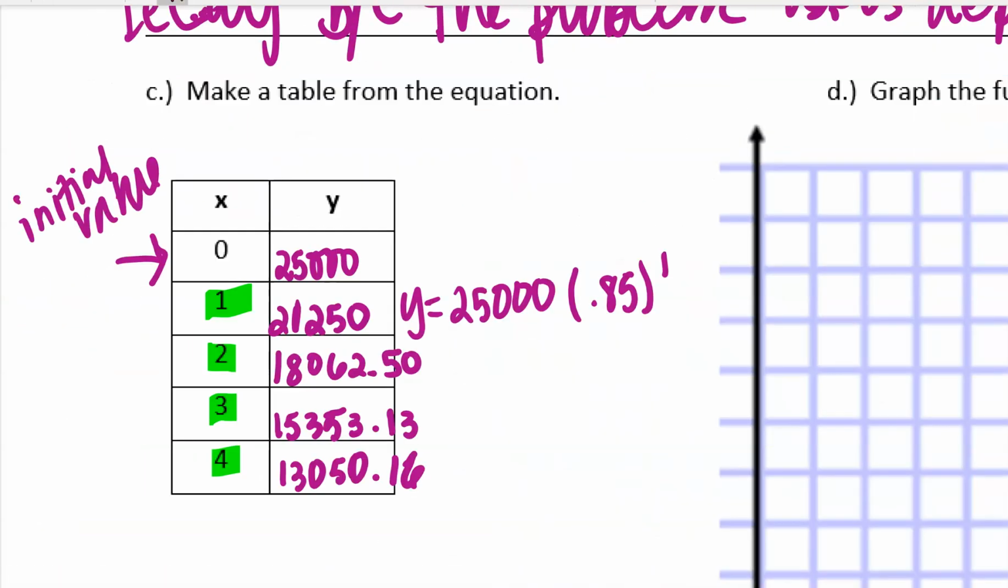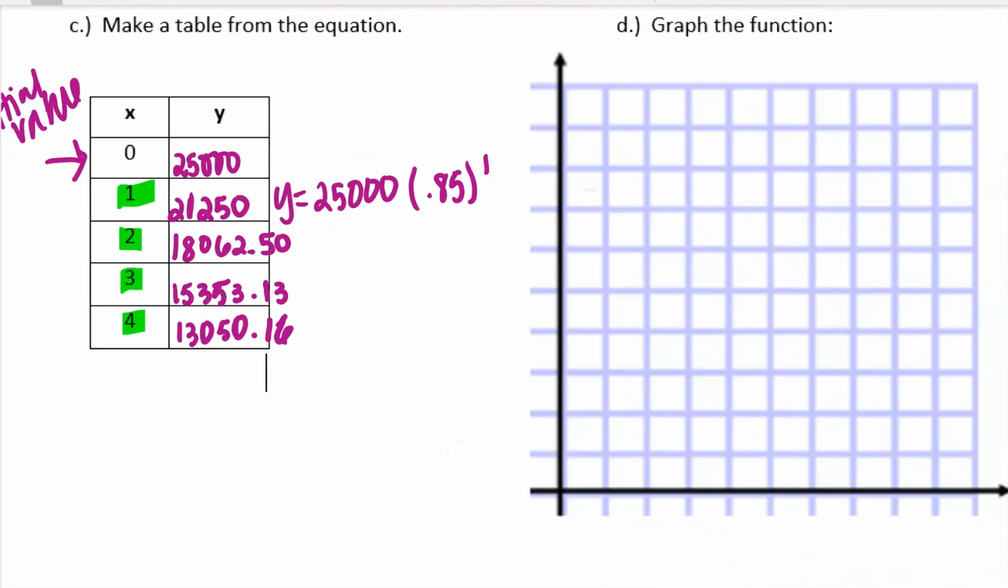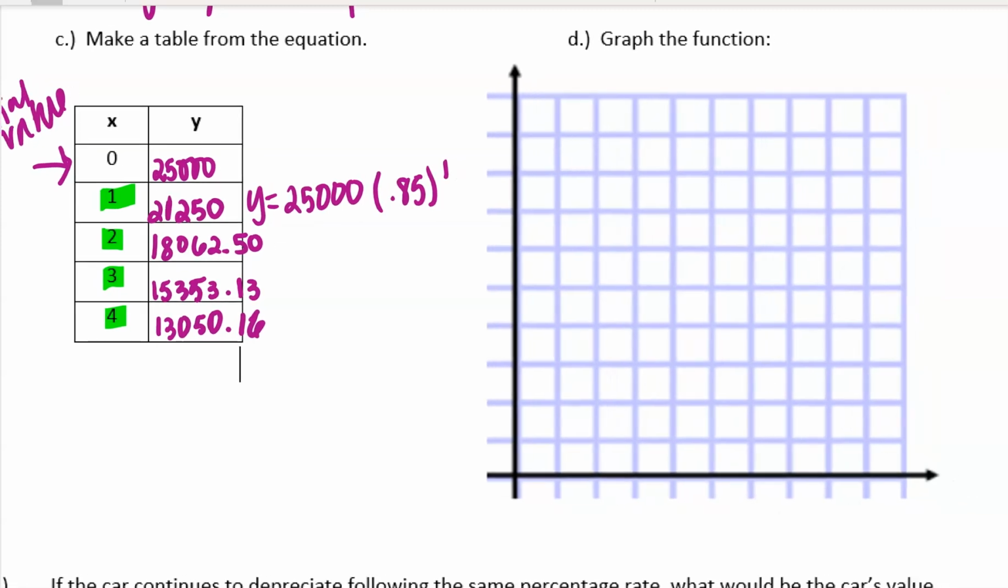All right, so here's what we should have in our table. So the first one, we have 21,250. For year 2, we have $18,062.50. Year 3, we have $15,353.13. And year 4, we have $13,050.16. So remember, your rounding rules apply here. So we're going to take this information and we're going to graph what's happening, because even though we stopped at year 4, we stopped here with x equals to 4, it doesn't mean that the car stops depreciating. The car will never stop depreciating.